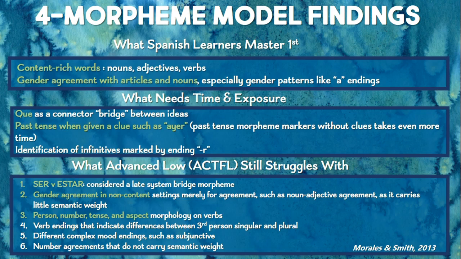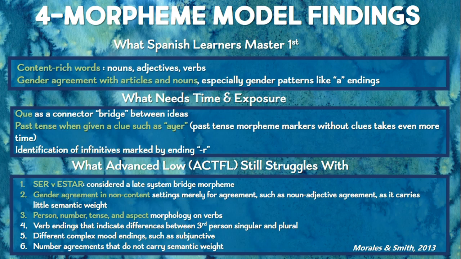Then 3, you have person, number, tense, and aspect morphology on verbs. Crazy, right? Because that's something that we test for. 4, we've got verb endings that indicate differences between third person singular and plural. So this is a very, very specific error where people will sometimes say es instead of son, singular and plural. They still know what it means, but sometimes they mix them up.